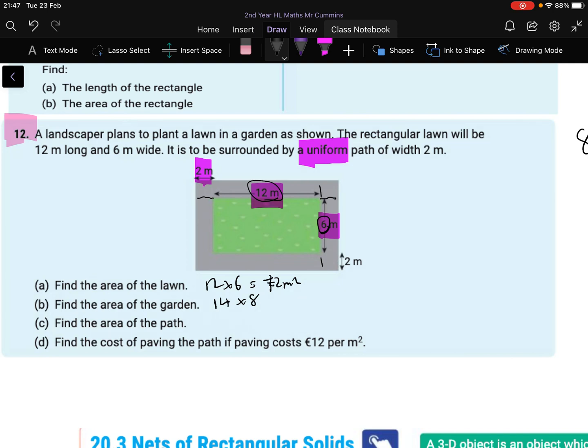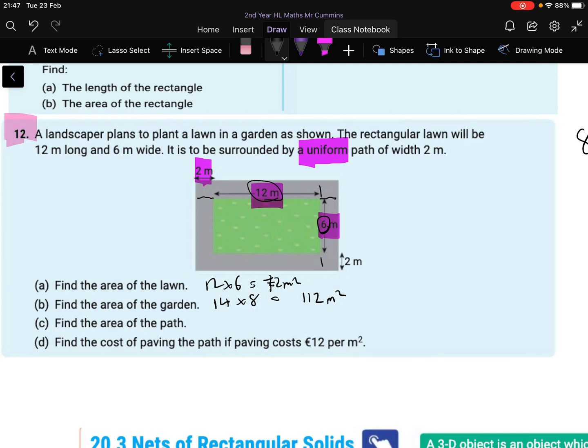112. It's going to be equal to 112 meters squared. The area of the path.